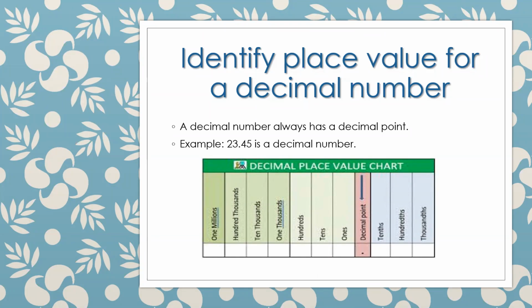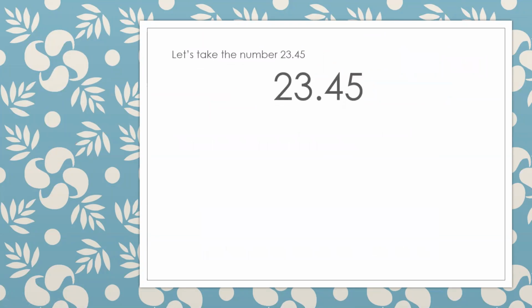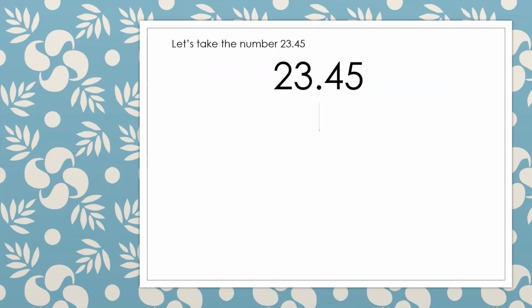The second place after the decimal is called the hundredths, as it is got by dividing the number by 100. Similarly, the third place after the decimal is called the thousandths, as it is got by dividing the number by 1000. Example, 23.45 is a decimal number. Let's dive deeper into the place values in a decimal number. Let's take the number 23.45.